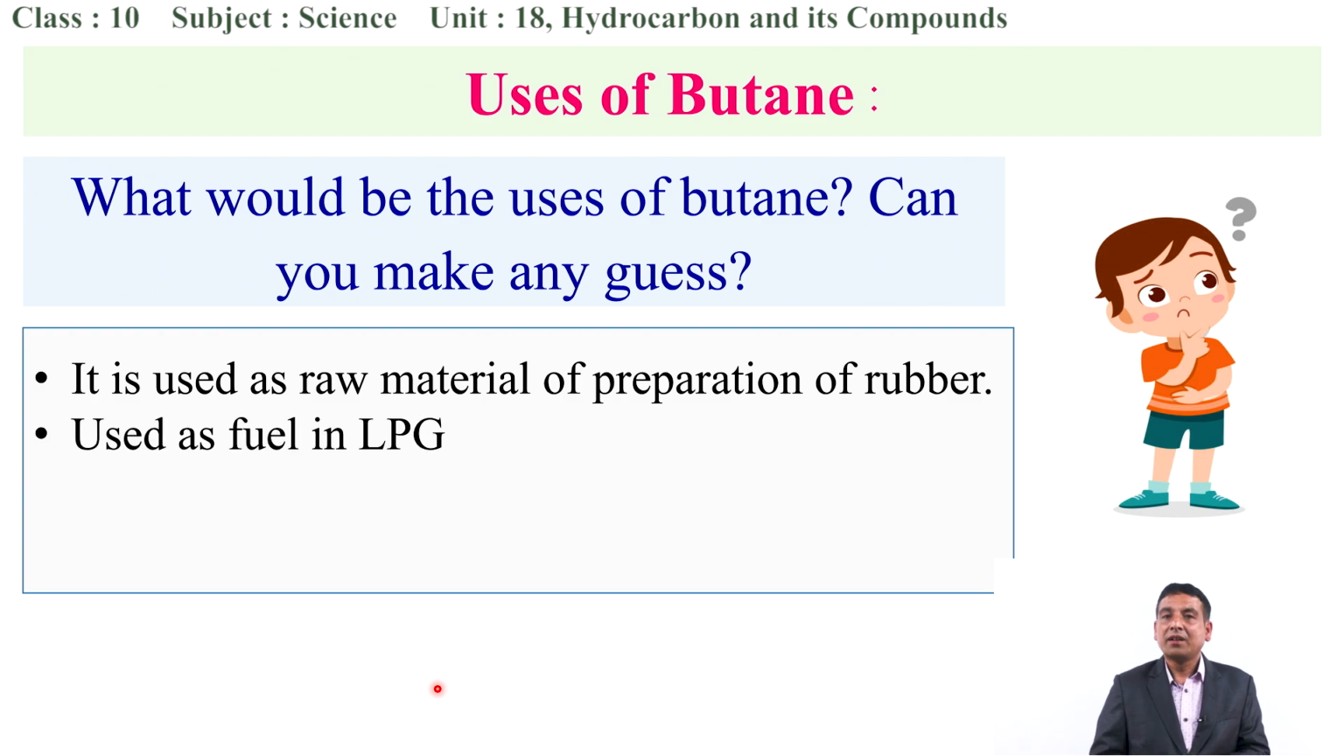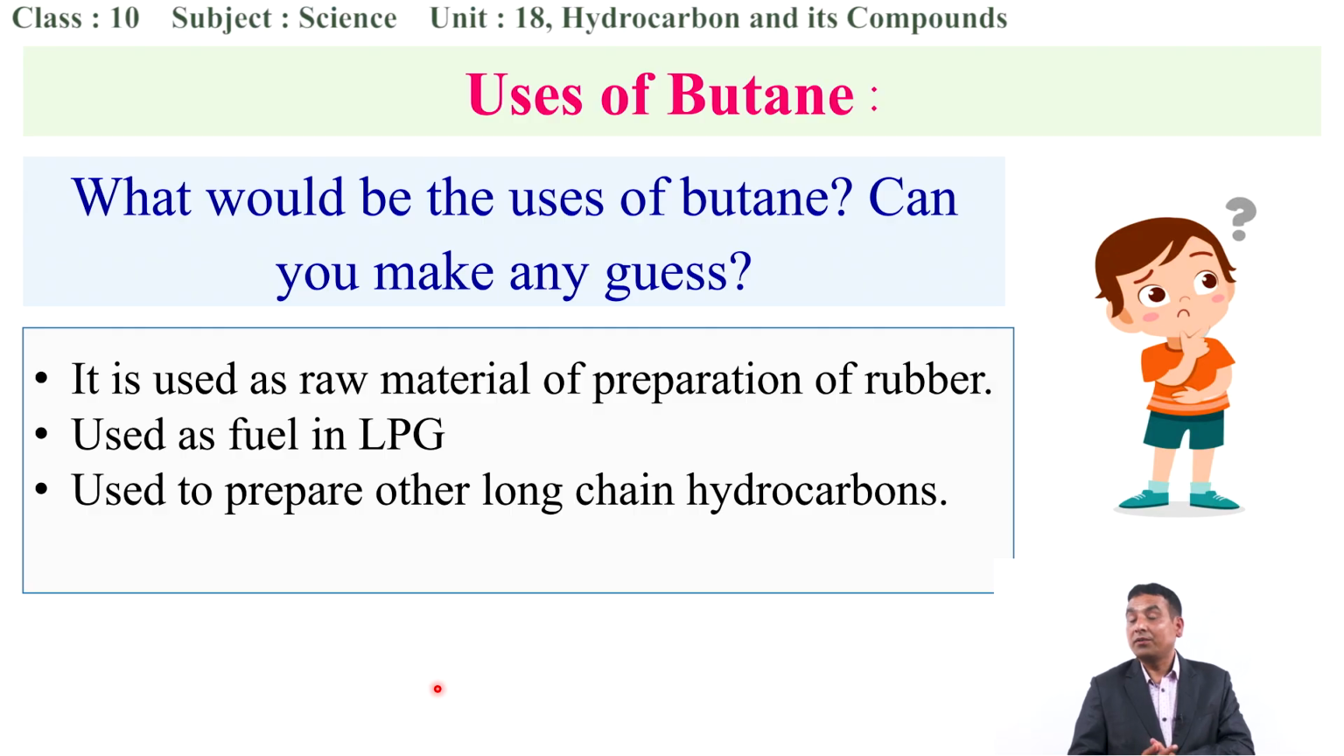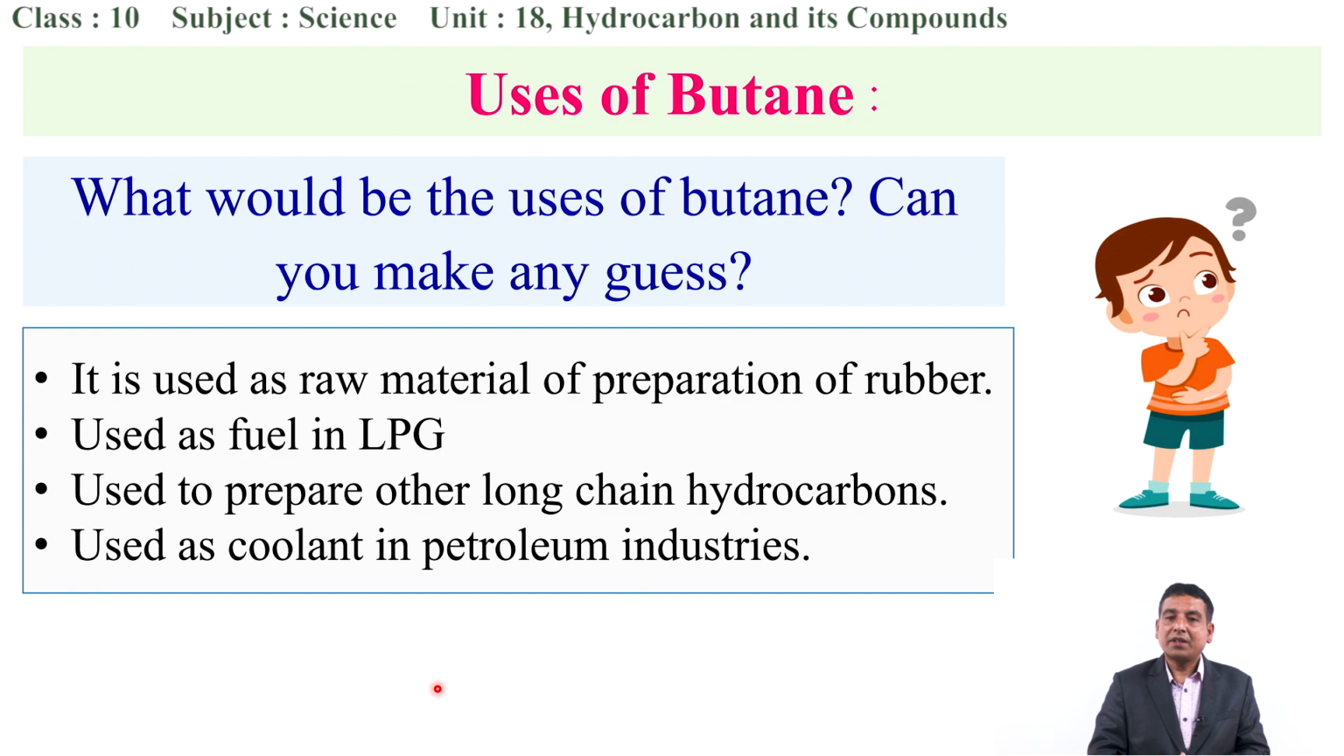Next, as I have just told you, it is used as LPG, the full form of which is liquefied petroleum gas, which is used in our kitchens inside the cylinder. Next, it is used to prepare other long chain hydrocarbons. Next, it is used as a coolant. Is propane also used as a coolant? Okay. These are some information as well as properties of the different hydrocarbons.